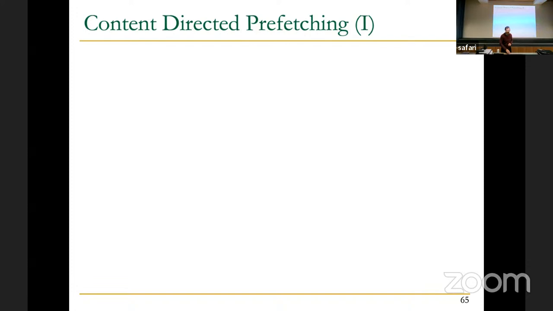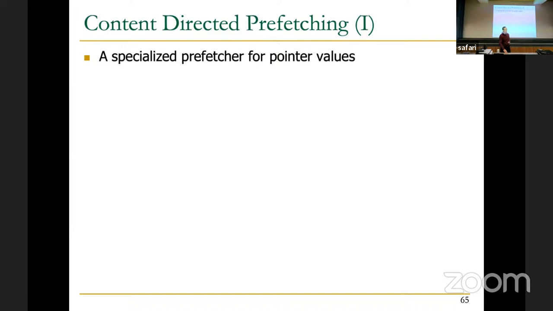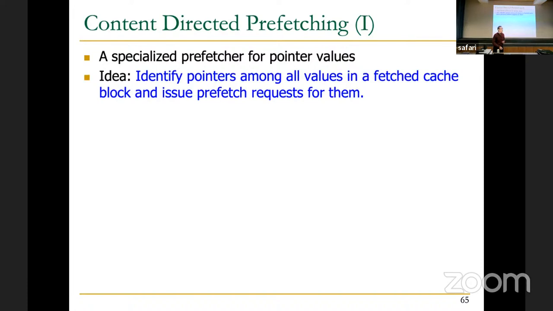Basically, the goal of content-directed prefetching is to design a specialized prefetcher for pointer values, which is a really hard problem, as we discussed. And the idea is very nice and simple. Identify pointers among all values in a fetched cache block and issue prefetch requests for them. So you fetch the cache block, demand fetched or prefetched, doesn't matter. You scan the cache block to see pointers. And if you find a pointer, which is a virtual address, you basically say, okay, I'm going to fetch from that address and use that as a prefetch.